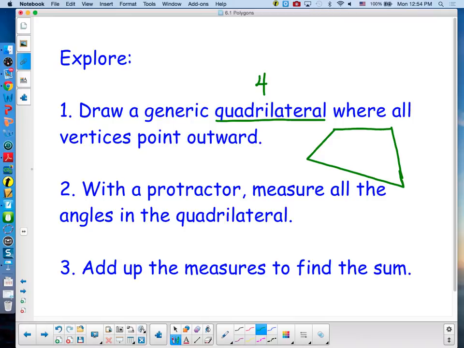Okay? All right, now with your protractor, measure all the angles in your quadrilateral. And then add them up. Measure all the angles. And pay attention to whether it should be more than 90. Think about, should that measure be the big number or the small number? And if you've just drawn it freehand, you might not get the right measurement. Measure your angles.